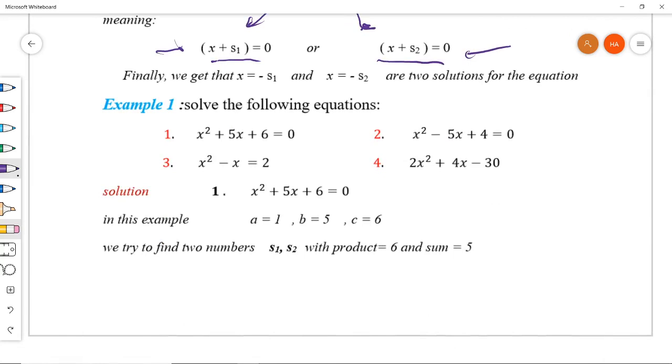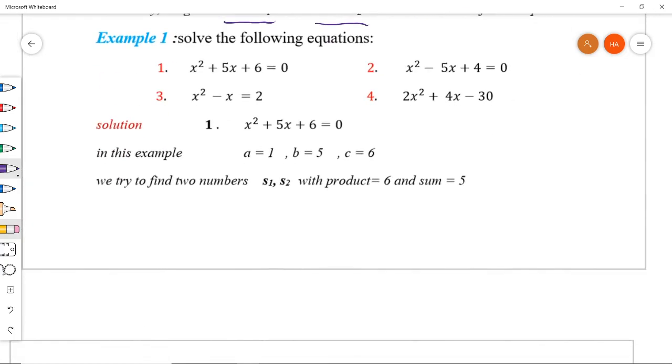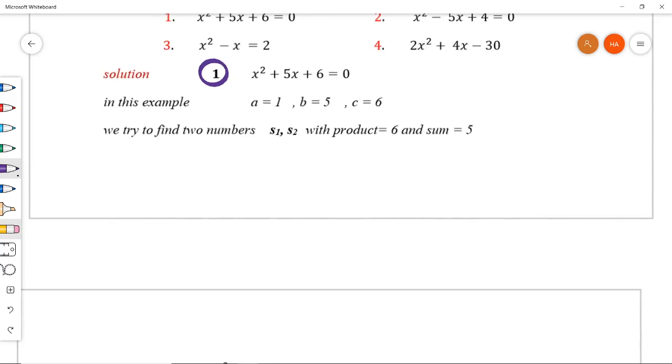Here then the solution of the first is x equals negative S1. ننقل S1 على الجهة الثانية. The solution of the second is negative S2. نأخذ مثال نوضح هذا الكلام كله. مثلا هذا المثال رقم 1 نبدأ فيها. رقم 1 بتقول solve the equation x squared plus 5x plus 6 equals 0.